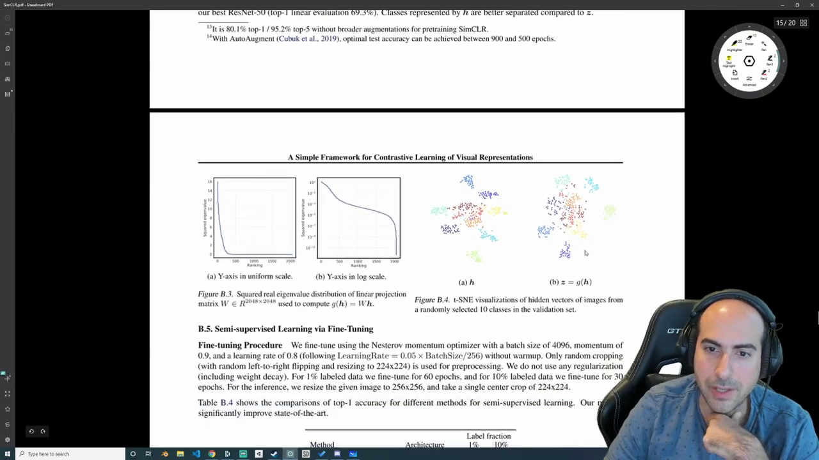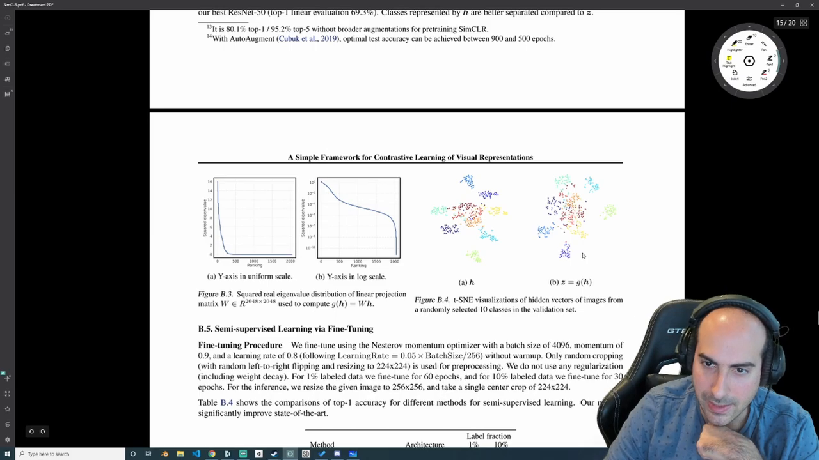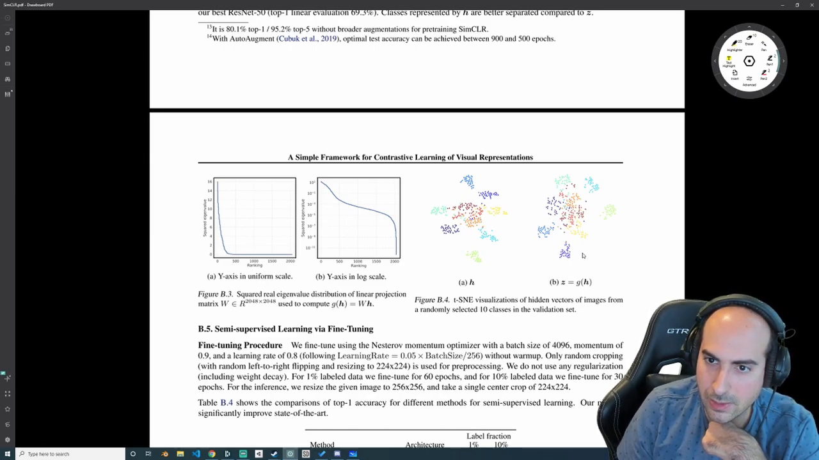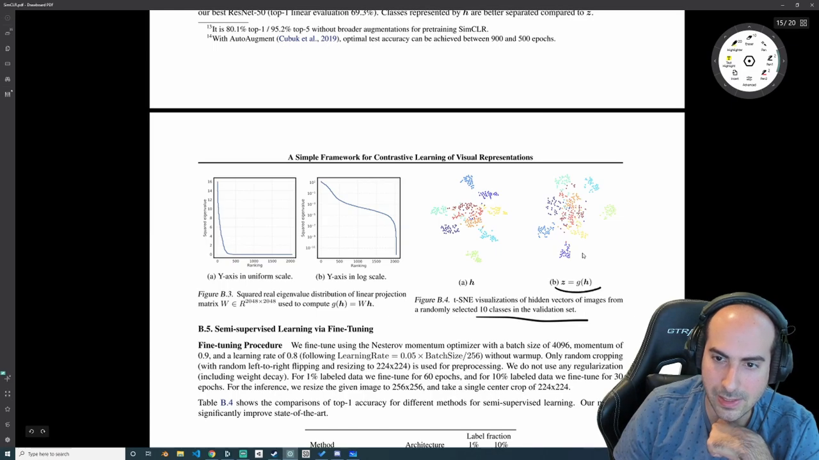Interesting. So here, for example, they're looking at the projections of images from 10 classes, and you notice that there are, what, 1, 2, 3, 4, 5, 6, 7, 8, 9, 10. Yeah, so it actually also yielded 10 clusters. So this tells us that our clusters are good.